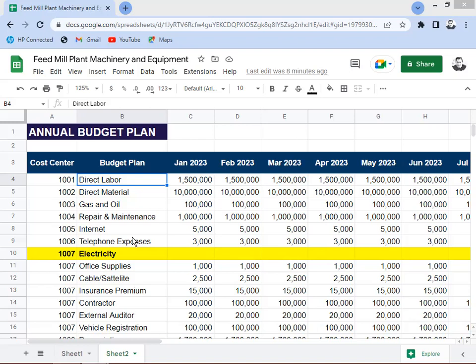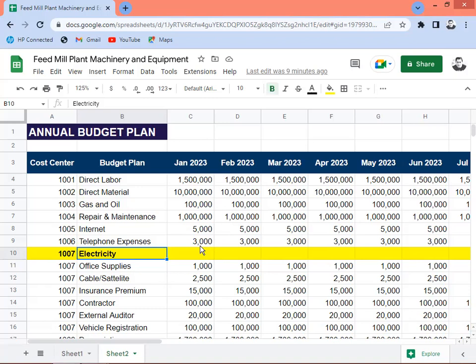Okay, I have included here some cost centers like labor, material, gas and oil, repair and maintenance, internet, telephone expenses, etc. And as you can see, I have highlighted the electricity, which I have left blank because this is where we're going to calculate the consumption of the manufacturing plant in terms of kilowatt hours and in terms of the cost that we're going to include here in the monthly budget for the annual budget plan.